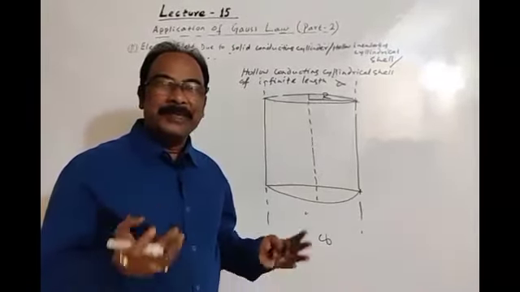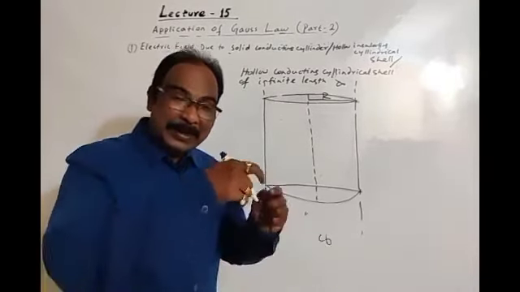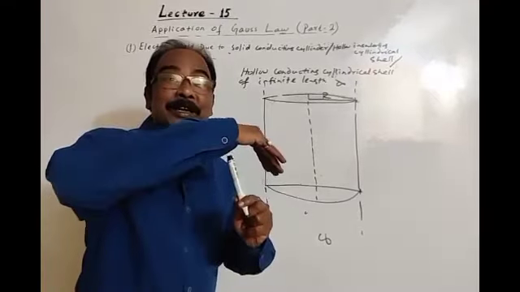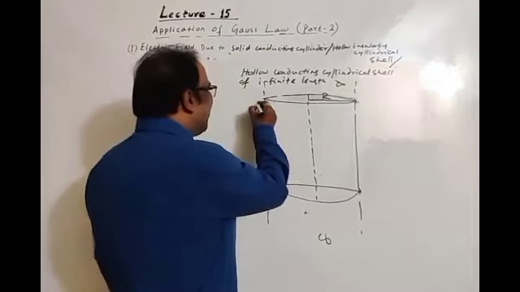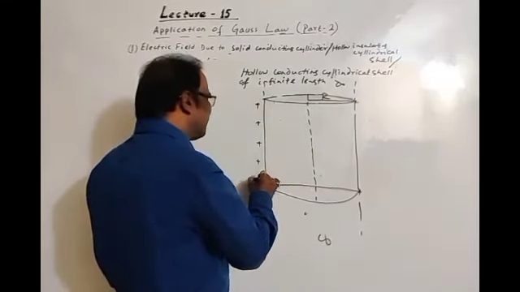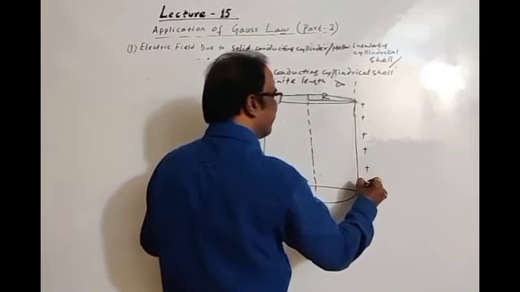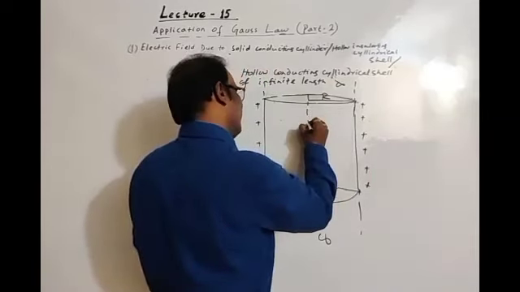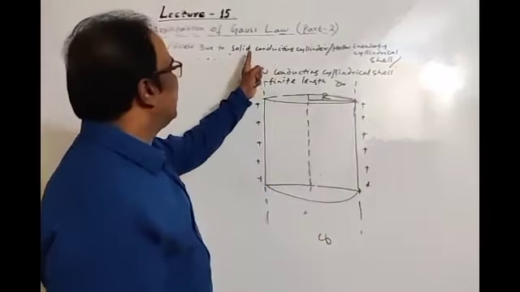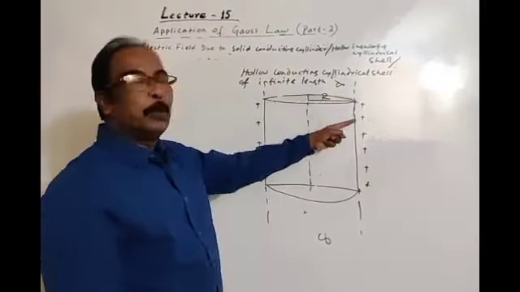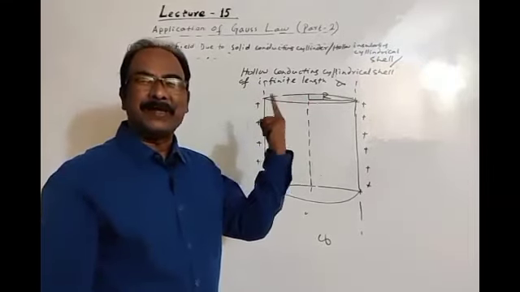But as we know, if charge is given to a conductor, no charge remains inside it. The whole charge is distributed on the surface of the charged conducting body. So here, the whole charge is distributed on the surface. This is the distribution of charge. Then this is for a solid conducting cylinder. So there is no charge inside the conducting body. The whole charge is distributed on the surface.